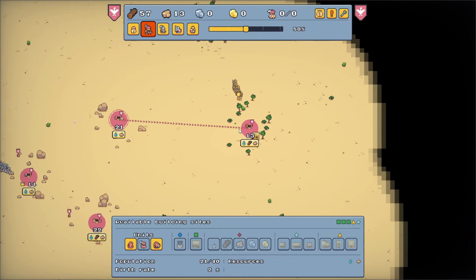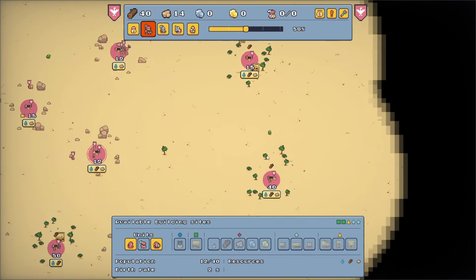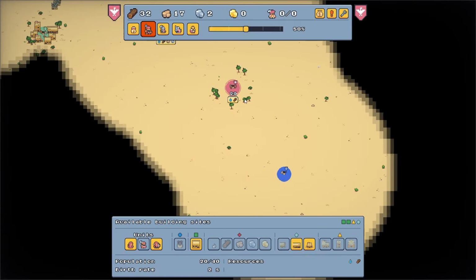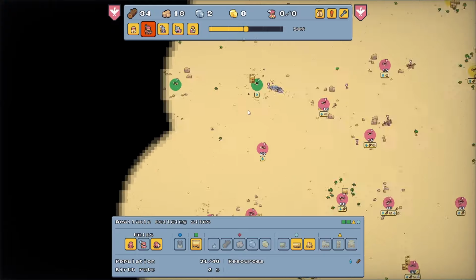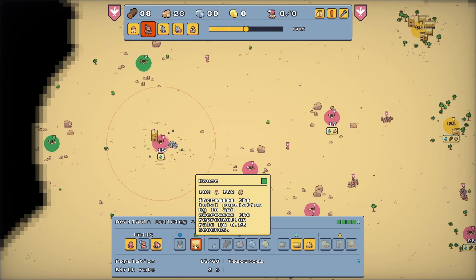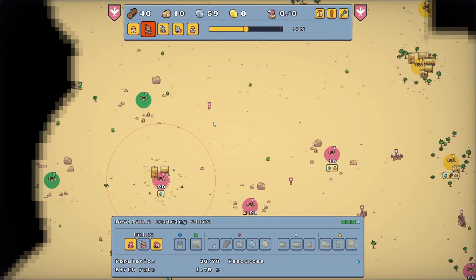Shit, we didn't build a tower here. Not a problem. We've got some spearmen we can send over. Right, he's got a place there. That will not stand. Motherfucker. I hate it when we just build a tower and then they take it.